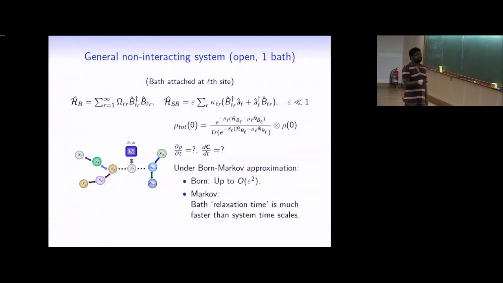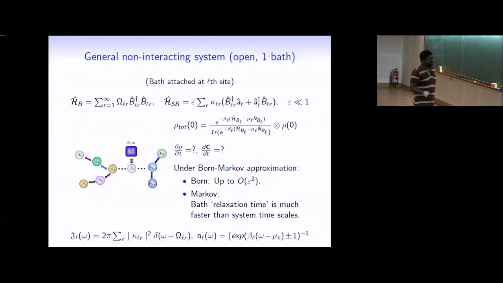So as I said, I'll do some perturbation theory. This is the usual Born-Markov approximation, which is very standard in open quantum systems. Born essentially means I'll write down these equations correct to order epsilon squared. And Markov means there's some relaxation time of the bath which is much faster than the system time scales.